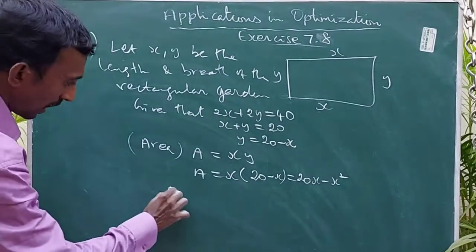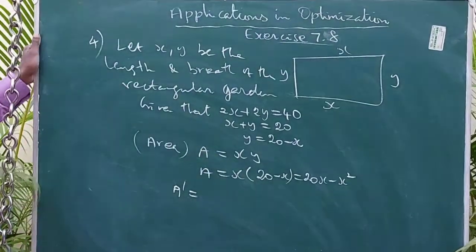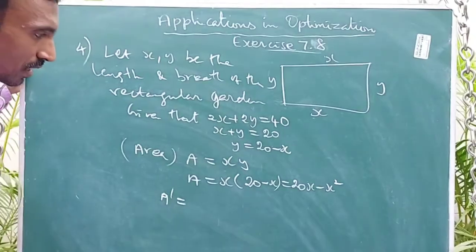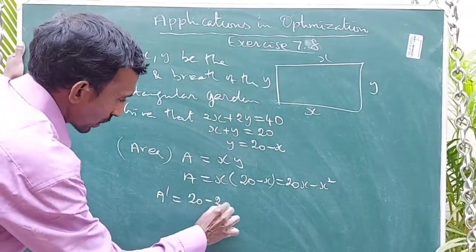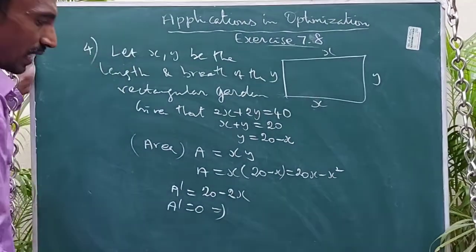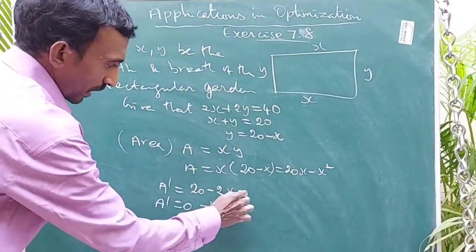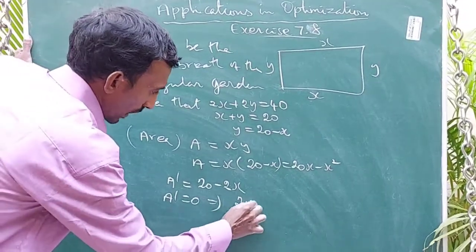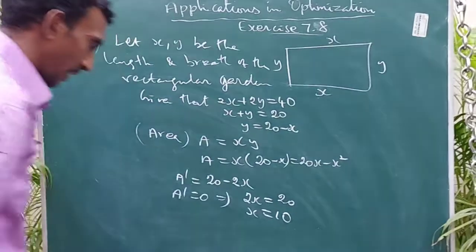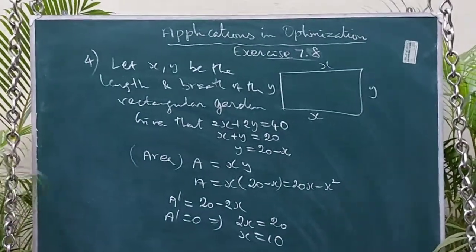Obviously, the same procedure for all the sums: we are using the local extremum concept. So differentiate: 20 minus 2x. Equate the first derivative to 0. So 2x equals 20, so x equals 10. We are getting x equals 10.